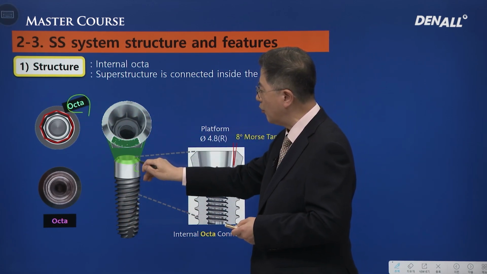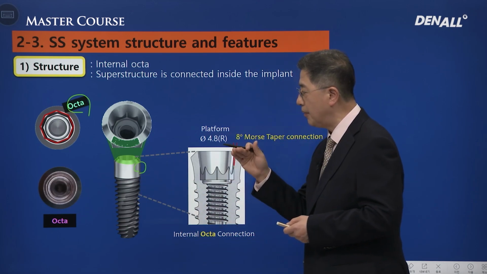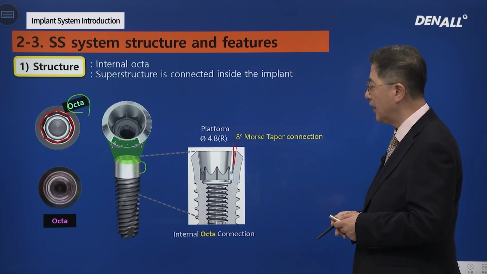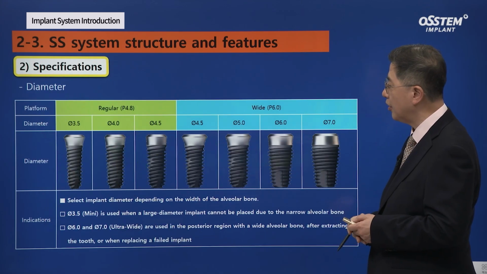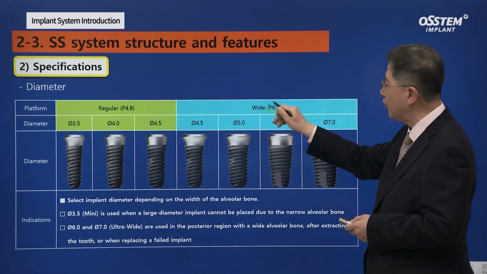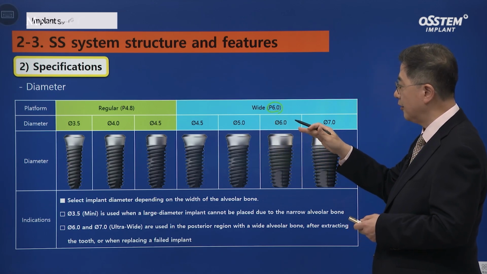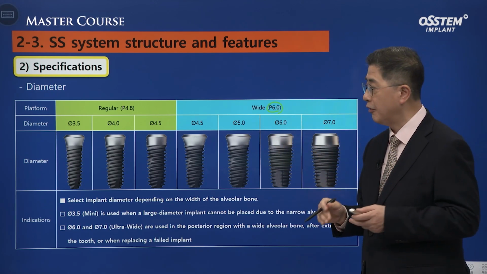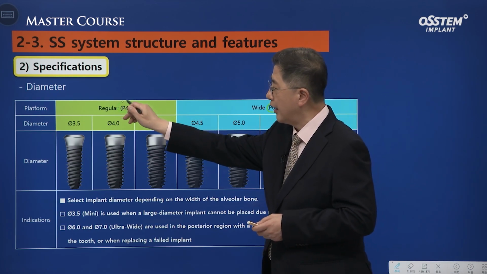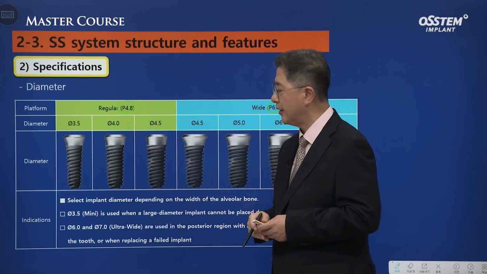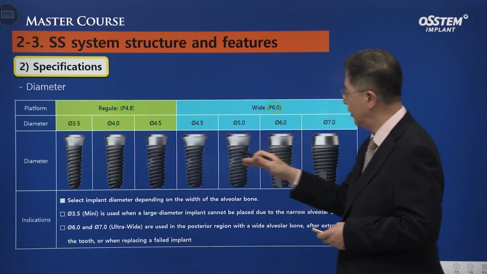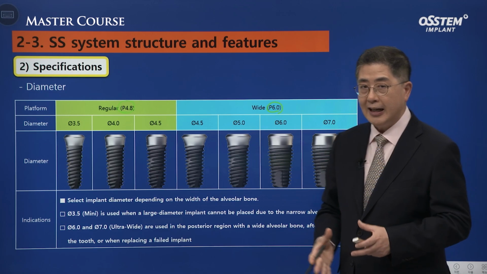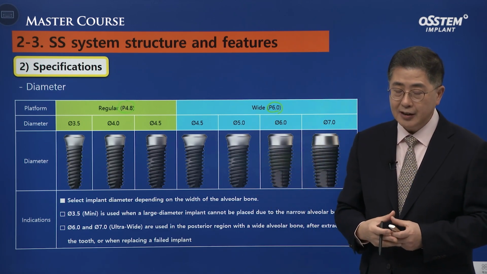It has an internal octa structure. There's gingival thickness of 1.8 and 2.8. Platform diameter is 4.8 and 6.0. The 6.0 wide platform is used for the posterior area. Regular platform 4.8 is used in other instances. The implant diameter ranges from 3.5 to 7.0.